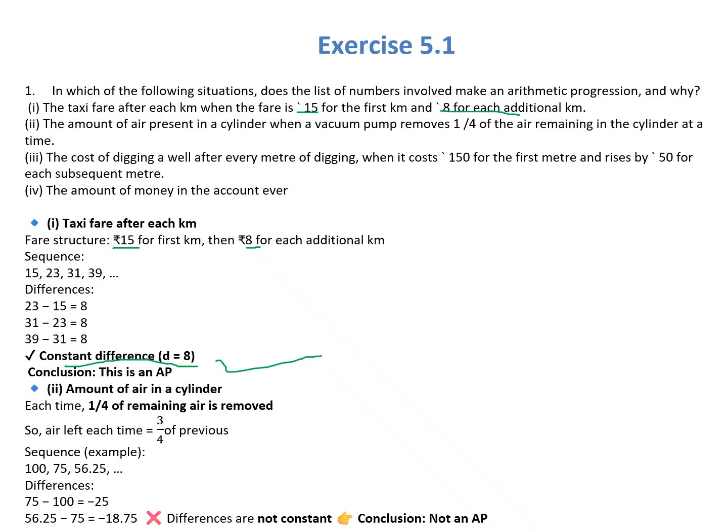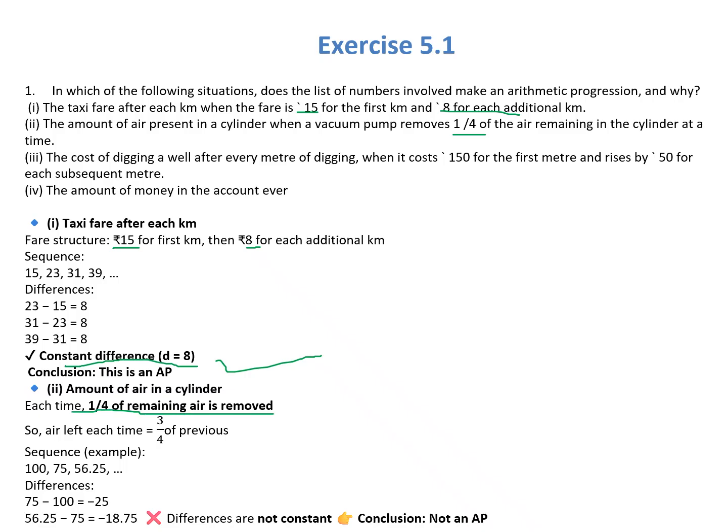Next question: the amount of air present in the cylinder when a vacuum pump removes 1 by 4 of the air remaining in the cylinder at a time. So the amount of air in the cylinder is there, and each time 1 by 4 of the remaining air is removed.